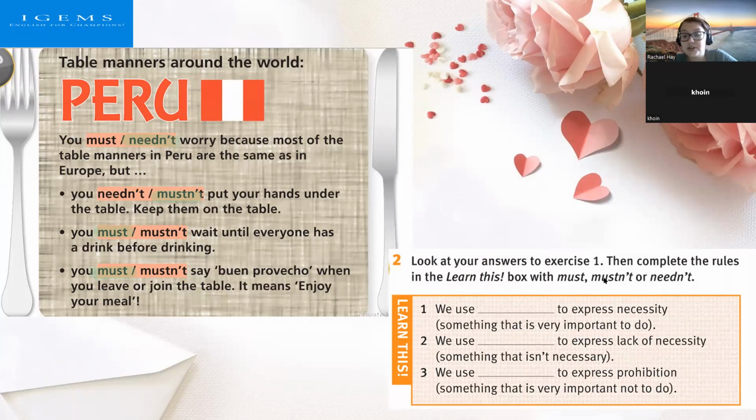Okay. So now we need to choose which words go into the blank spaces in the Learn This box. Okay, so number one, we use what to express necessity? So something that is very important to do. Do we use must, needn't, mustn't? Which one? Must. Good.